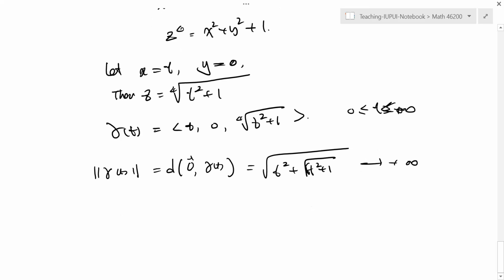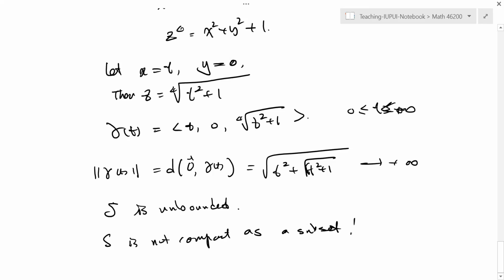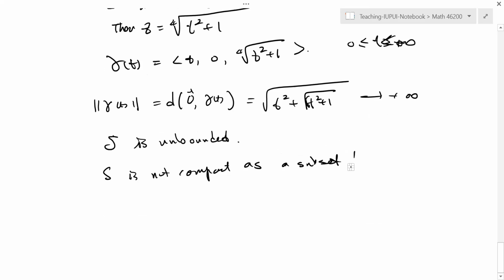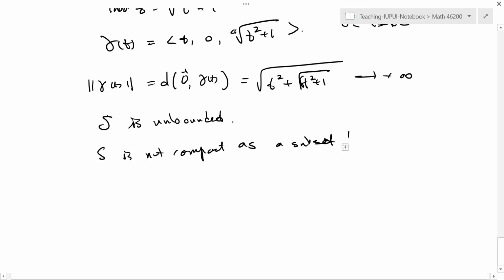Since this is on the surface, the surface is unbounded, so it cannot be compact as a subset. S is closed as a subset, but S is unbounded. So S is not compact as a subset. It does not have a boundary, but it's not compact. So this is an open surface.